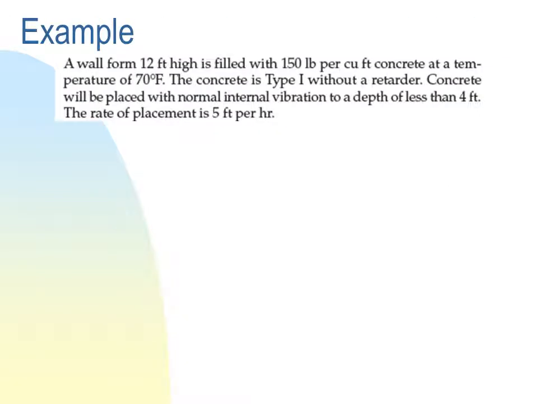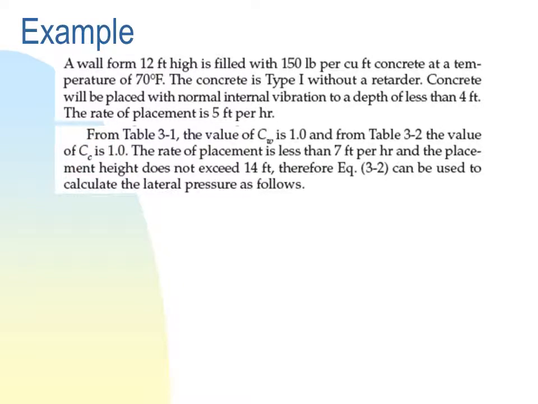Let's take an example. If I have a wall form that's 12 feet high, filled with 150 pounds per cubic foot concrete at a temperature of 70 Fahrenheit, the concrete is type 1 without a retarder. Concrete will be placed with normal internal vibration to a depth of less than 4 feet. The rate of placement is 5 feet per hour. So according to that, we'll get our factors.